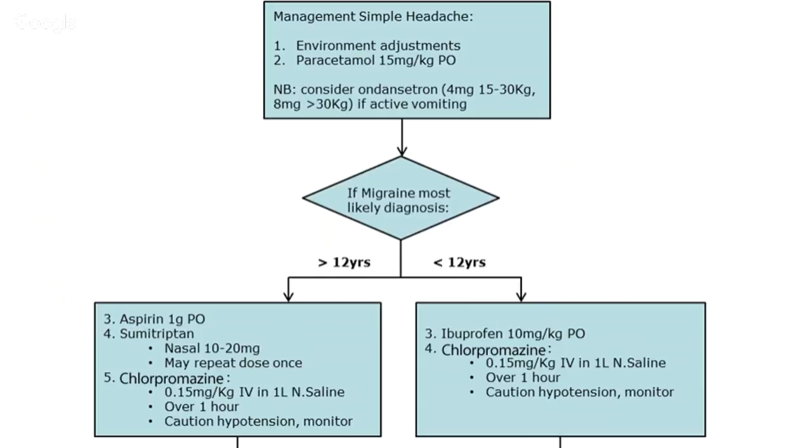Okay, so I've put this in here because this is RCH guidelines on how you manage migraines. And there's a few reasons I put this in. Okay, first one, environmental, so dark room, less stimulus, etc. Paracetamol is always what you're going to do. Okay, now there's a big difference here: greater than 12 years or less than 12 years. So what is the difference? One, you don't give them aspirin here, okay? You don't give them sumatriptan, and you give them ibuprofen instead, okay?